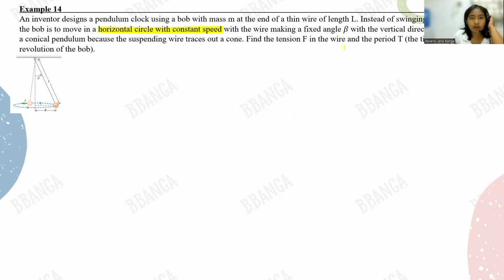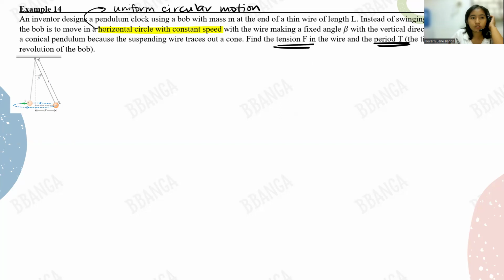Find the tension F in the wire and the period T, which is the time for one revolution of the bulb. So, instead of using T for the tension here, F yung pinapagamit sa atin because we need to find the T period. Okay, so may highlight ako dito, which is horizontal with constant speed. Okay, ibig sabihin, ito ay isang uniform circular motion. So uniform circular motion siya. And ang sabi dito, ay pinapahanap sa tension tsaka period.